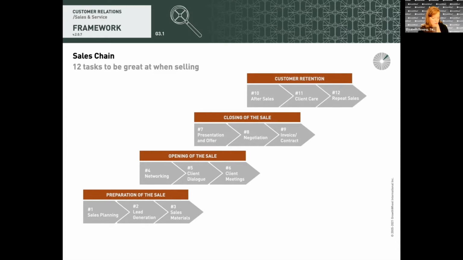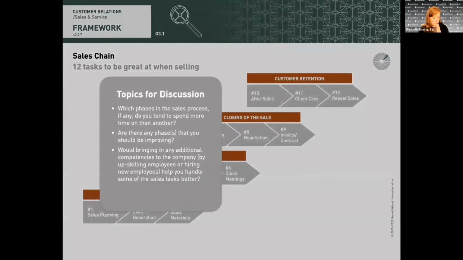A key point of this framework is that the chain is only as strong as the weakest link. That means it is necessary for the company to be good at all 12 tasks if the sale is to succeed. Topics for discussion include: which phases in the sales process, if any, do you tend to spend more time on than another? Are there any phases that you should be improving? Would bringing in any additional competencies to the company, either through upskilling employees or hiring new employees, help you handle some of the sales tasks better?